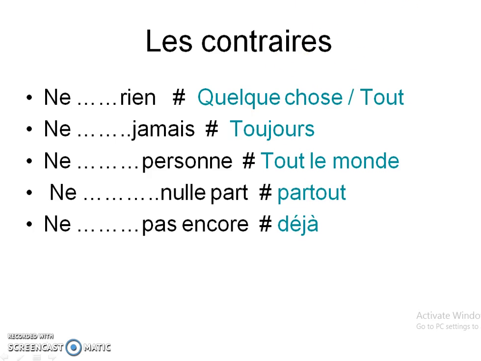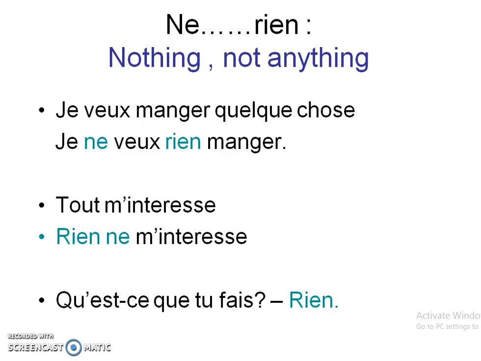Ne personne is no one or nobody, and tout le monde means everybody. Ne nulle part is nowhere, and partout, which means everywhere. Ne pas encore, which is not yet, and déjà, which means already. Let's see how we use these opposites to make our sentences negative.